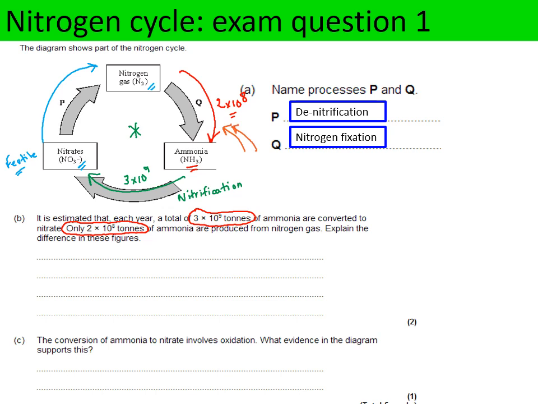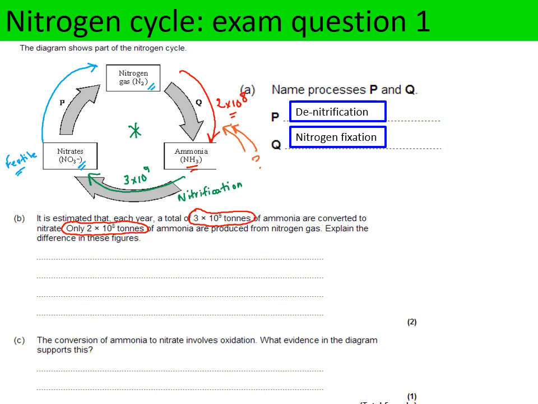Which is then converted to nitrates. And it says explain the difference in these figures. So there must be another process occurring here to make ammonia and release it into the soil for it to be converted into nitrates. Well, we know when plants and animals die, the dead tissue, all the organic nitrogen like DNA, RNA and proteins, is broken down through ammonification.